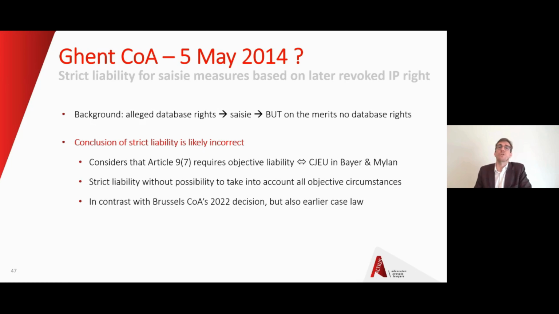And then finally, I think it's also in contrast with the Brussels Court of Appeal's decision of 2022, which already was able to take into account the Bayer versus Gedeon Richter CJEU decision, but also with earlier case law of the Belgian courts, which I showed you before, the Supreme Court, the Brussels Court of Appeal, and other decisions which had confirmed, prior to the entry into force of the enforcement directive and its implementation in Belgian law, that there was a fault liability regime. And now that we know that the enforcement directive does not preclude a fault liability regime, such as that under Article 1382 of the old Civil Code, I think the conclusion of the Ghent Court of Appeal is thus wrong.